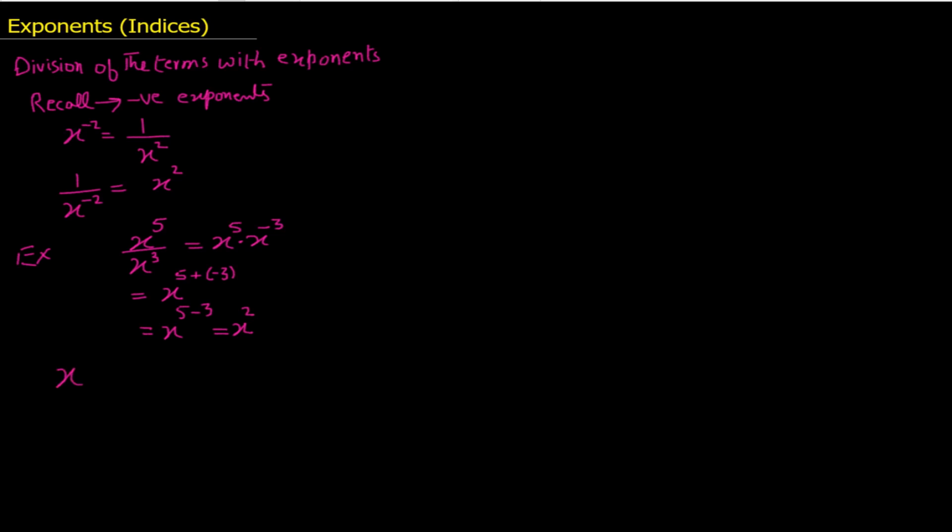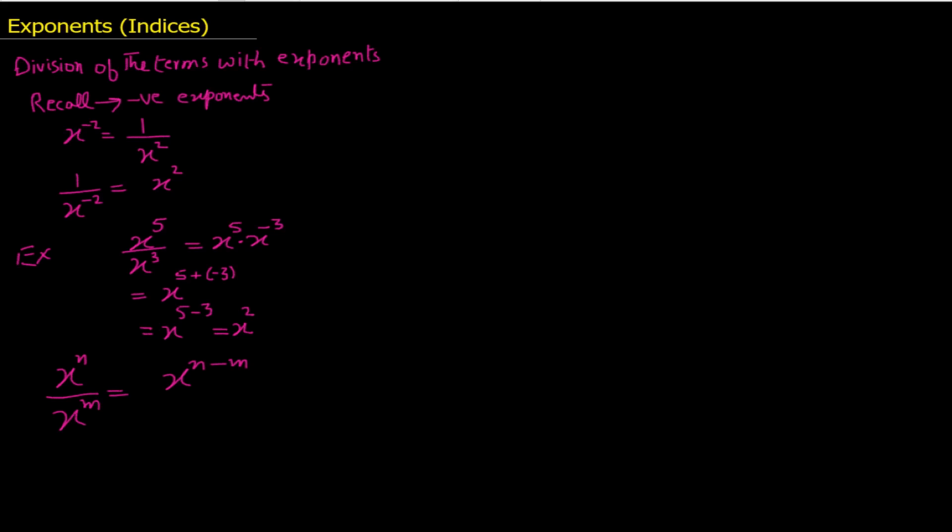To generalize this, we say, okay, if x raised to the power n is divided by x raised to the power m, any other exponent, could be same, then this will be equal to x raised to the power n minus m. So the exponent of the denominator will be subtracted from the exponent of the numerator. This is just opposite to the multiplication. In multiplication, we add the exponents. In division, we subtract the exponents.